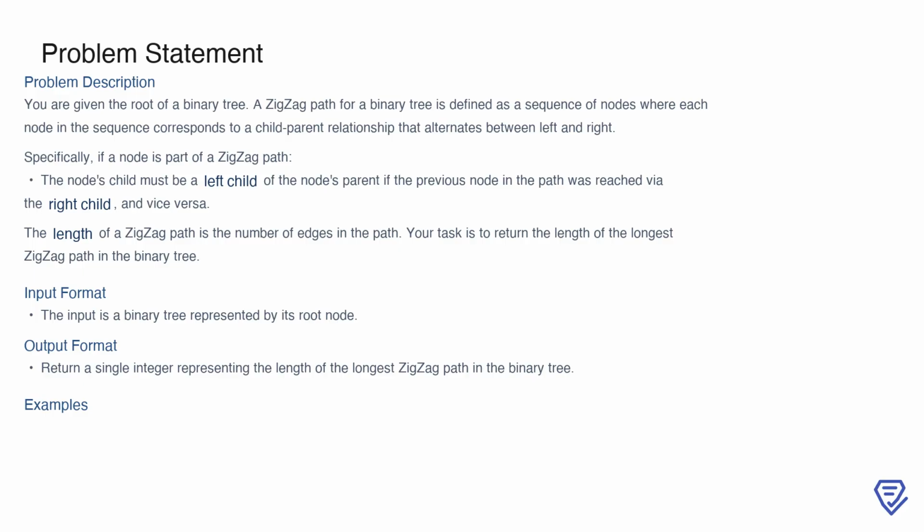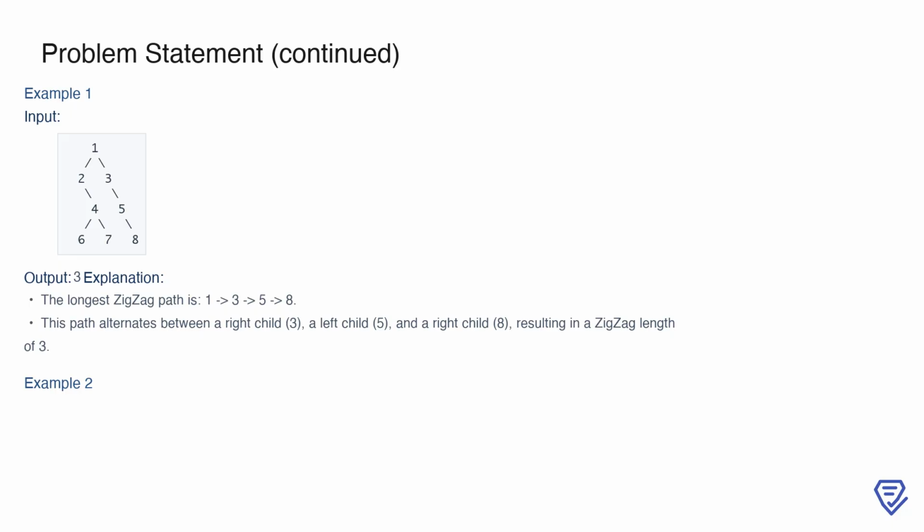Your task is to determine the maximum length of such a zigzag path in the tree. The input for this problem will be the binary tree represented by its root node, and the output will be a single integer indicating the length of the longest zigzag path. Now, let's look at an example to understand this better.